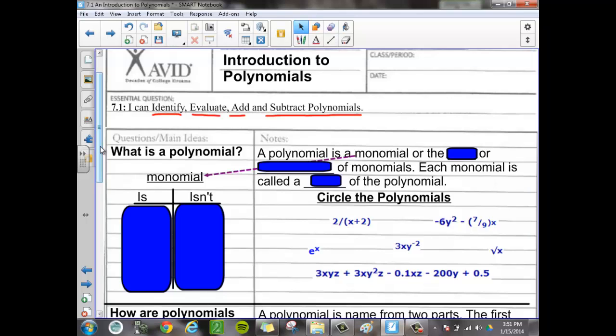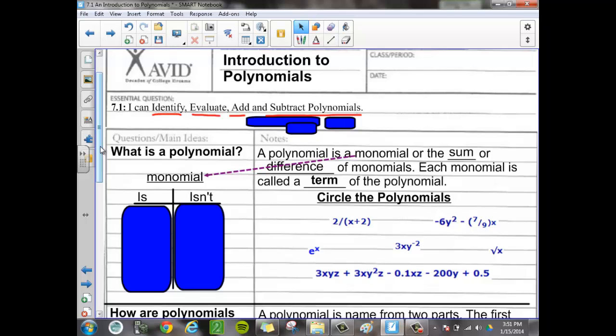A polynomial is a monomial, and we'll talk about what a monomial is soon, or the sum or difference, okay, so the addition or subtraction of monomials. Each monomial is called a term of the polynomial. So polynomials are many monomials put together through addition and subtraction, and they're divided into terms.